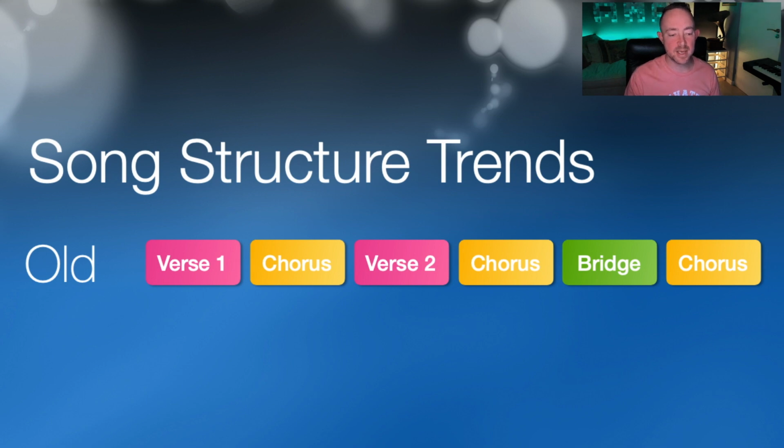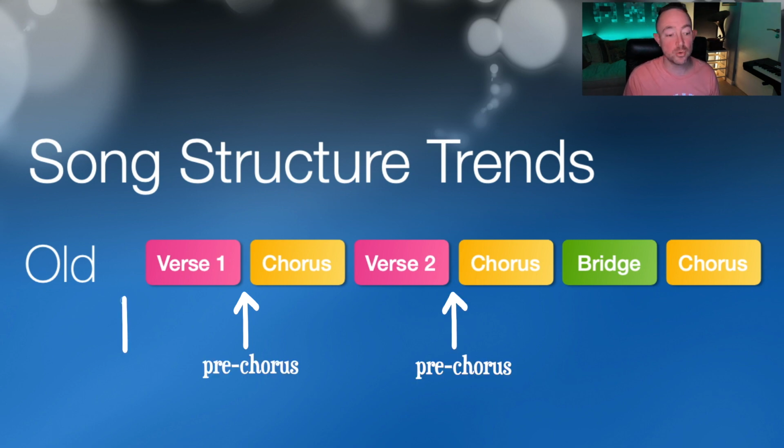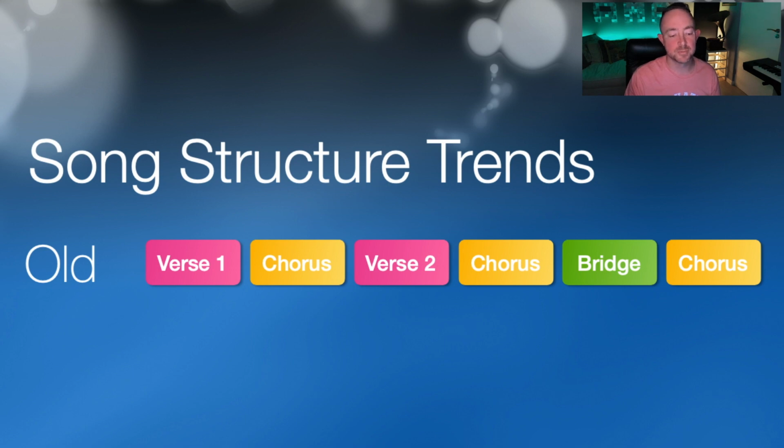Now, sometimes in between verse 1 and chorus, there can be what's called a pre-chorus. And in between verse 2 and chorus, there can be a pre-chorus. There can also be intros and outros. So an intro will be before the song, outro will be at the end of the song. But we're not going to talk about that fluffy stuff today. We can talk about the fundamental core elements of a song, verse, chorus, bridges.